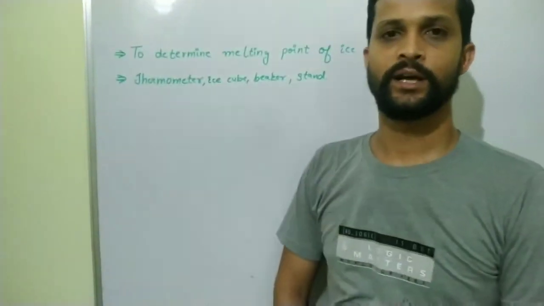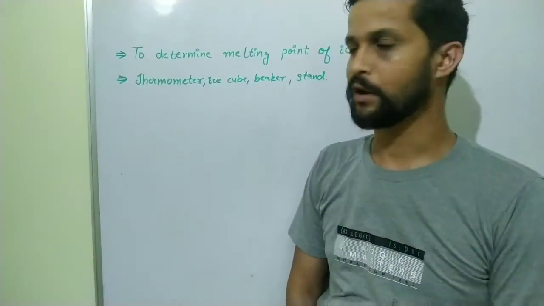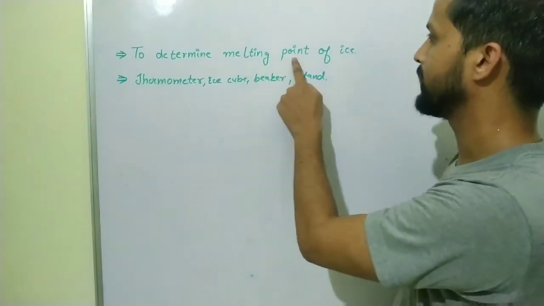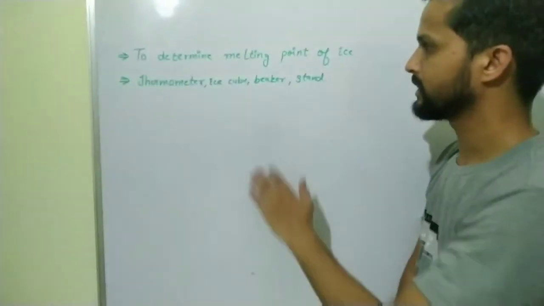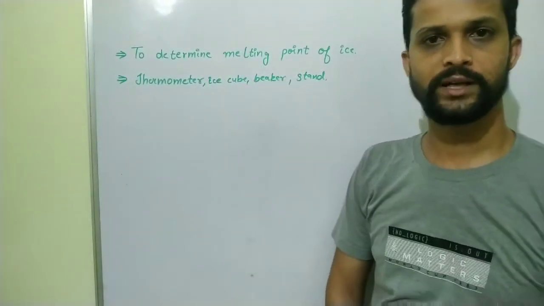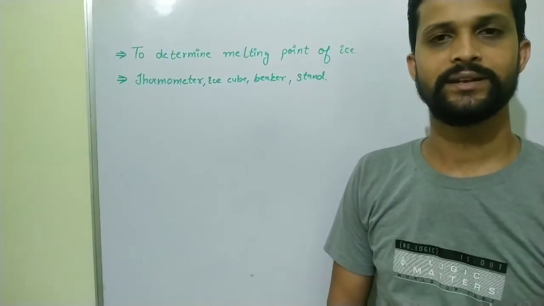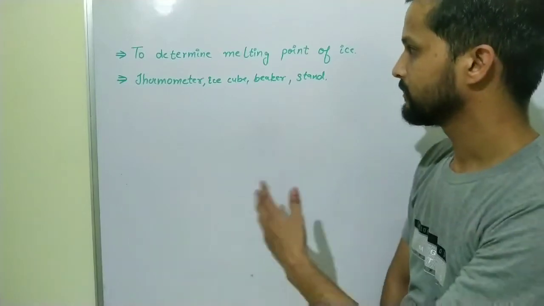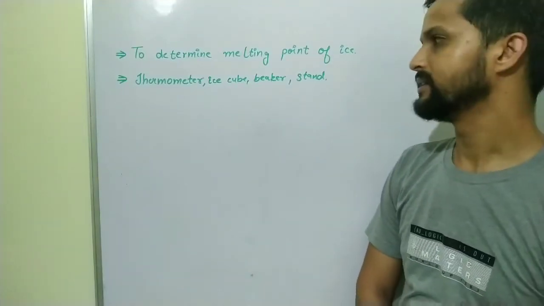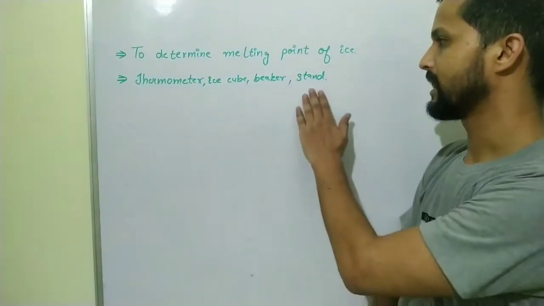Hi students, today we have the practical to determine the melting point of ice. In this experiment we are going to find out the temperature at which ice will start to melt. Here we require a thermometer, ice cubes, a beaker and a stand.